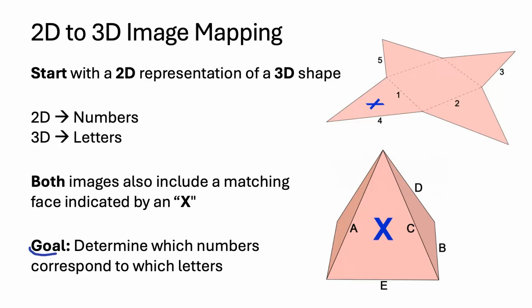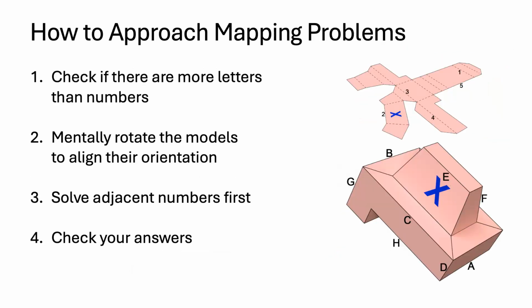And again, the goal of these problems is to determine which numbers correspond to which letters. So for example, is 1 A? Is it B? Is it C? And so on. There is one letter per number.